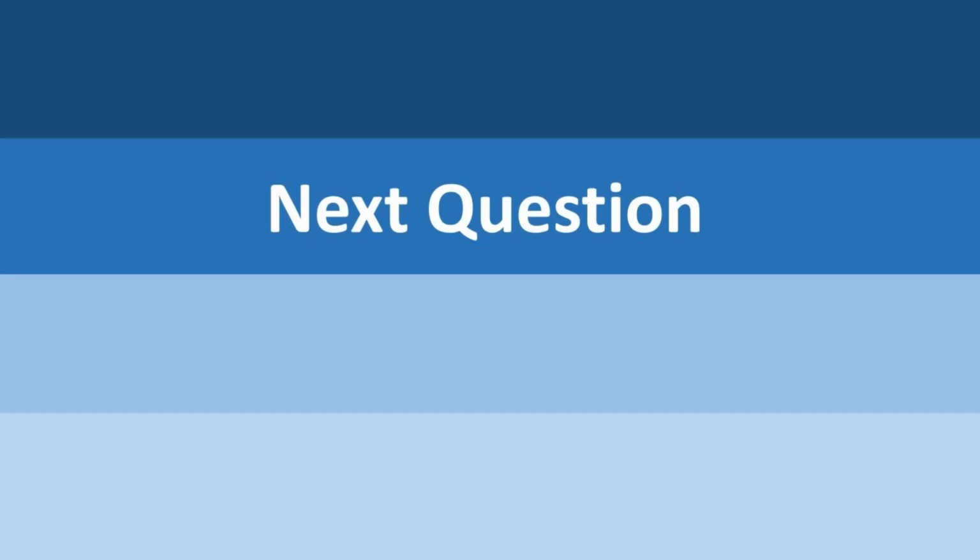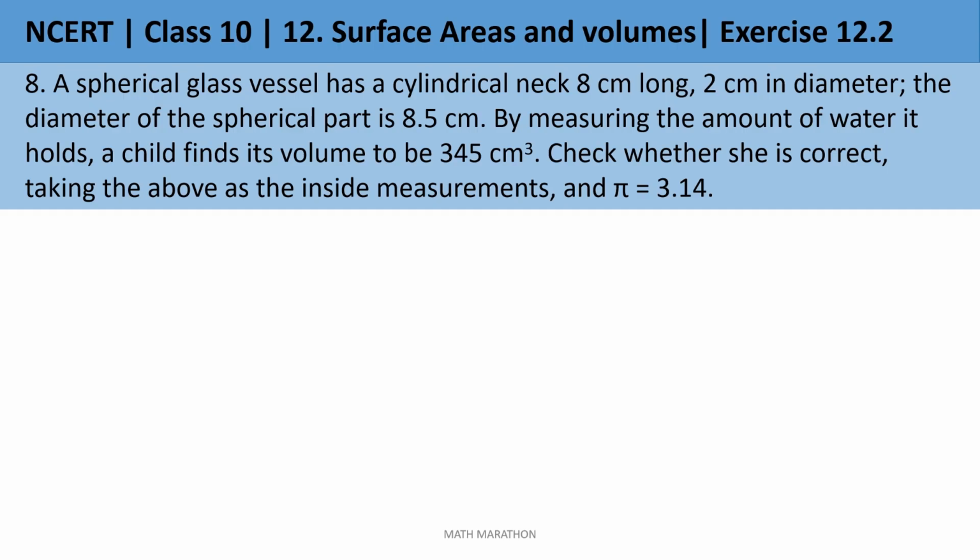Let us see the next question. A spherical glass vessel has a cylindrical neck 8 cm long, 2 cm in diameter. The diameter of the spherical part is 8.5 centimeters. By measuring the amount of water it holds, a child finds its volume to be 345 centimeter cube. Check whether she is correct, taking the above as the inside measurements, and pi is equal to 3.14.